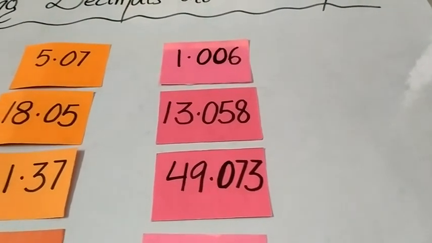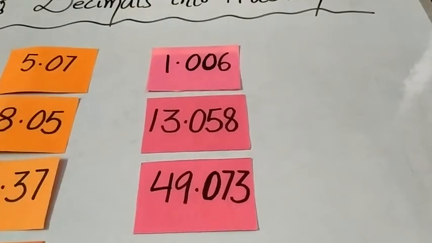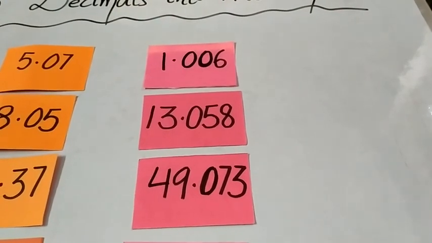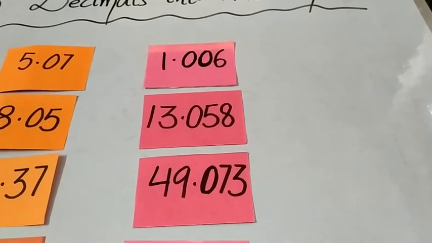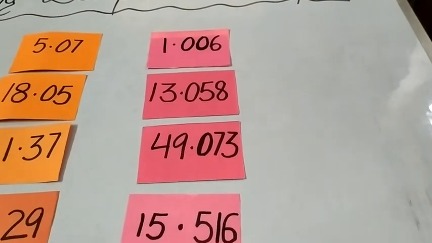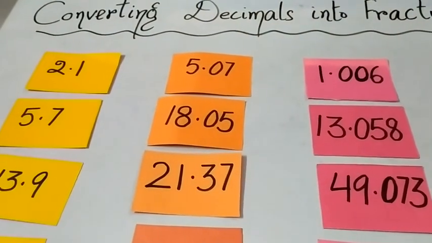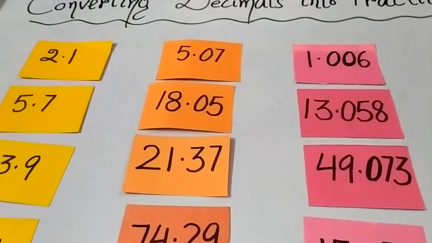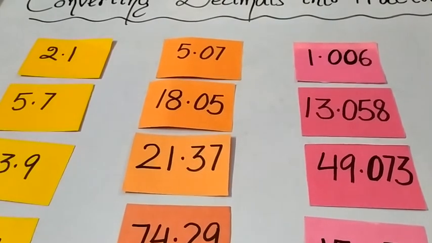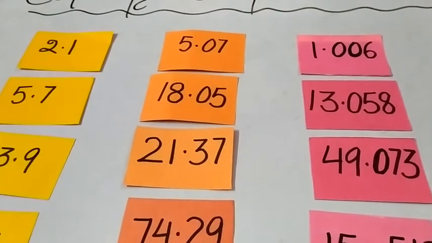Yes, now you have understood they are different from the other two cards because the digits after the decimal are three. Look at all the cards. I hope you have understood the difference between these cards, and you have to solve these three types of questions.